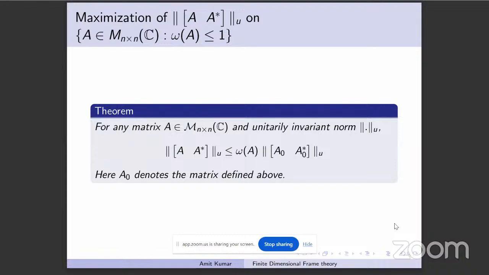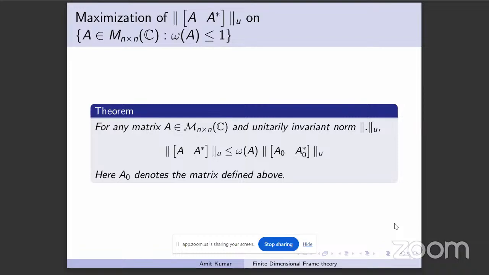Next, we have maximized the unitarily invariant norm of this augmented matrix A star. It is a block matrix with first block A and second block A star. Again, we have obtained here that the unitarily invariant norm of A star is less than or equal to omega A times the norm of A naught comma A naught star. Here, A naught is the matrix defined above in the corollary of theorem 1.